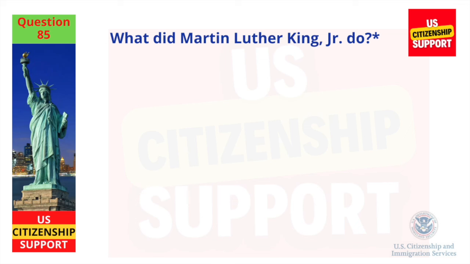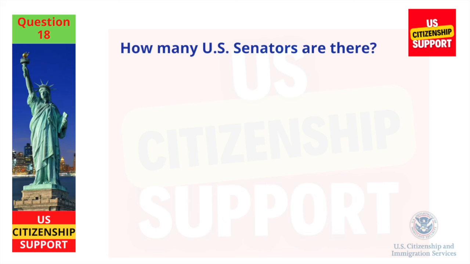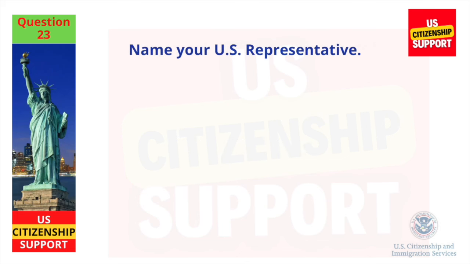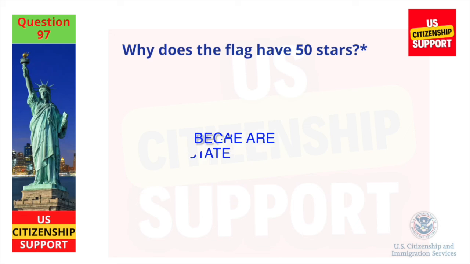What did Martin Luther King Jr. do? Fought for civil rights. How many U.S. senators are there? 100. Name your U.S. representative. Why does the flag have 50 stars? Because there are 50 states.